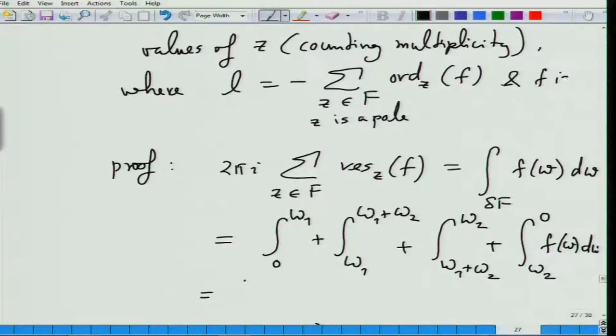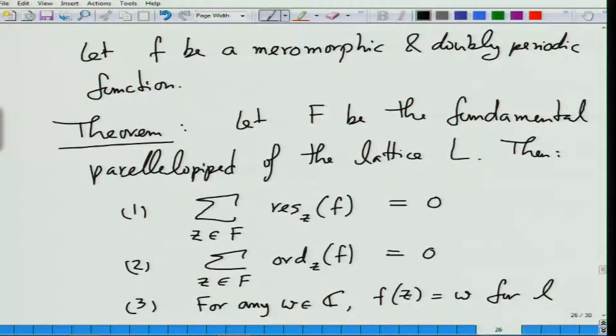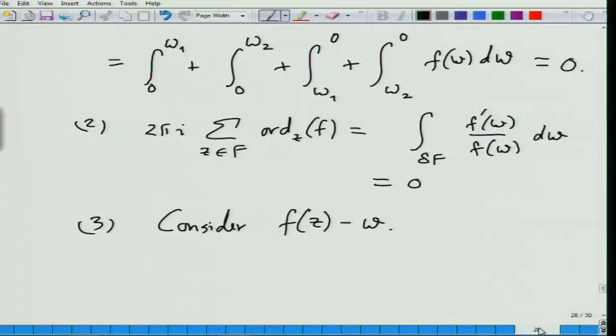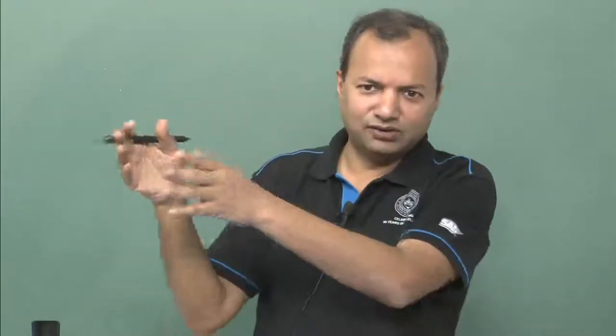And f is not constant, because if f is constant, obviously it's doubly periodic, and obviously this part 3 is false, because it takes only one value everywhere. I should also say z in f. So that is, how many z's inside f are there for which you attain the value w? Because since it is periodic, there are infinitely many values on which it takes a particular value, but that is not what we are interested in.